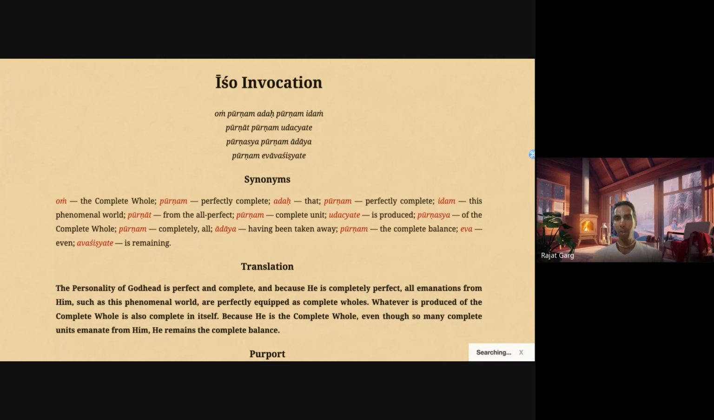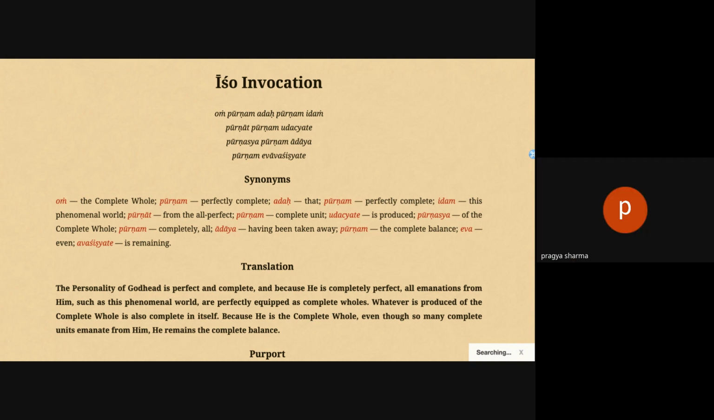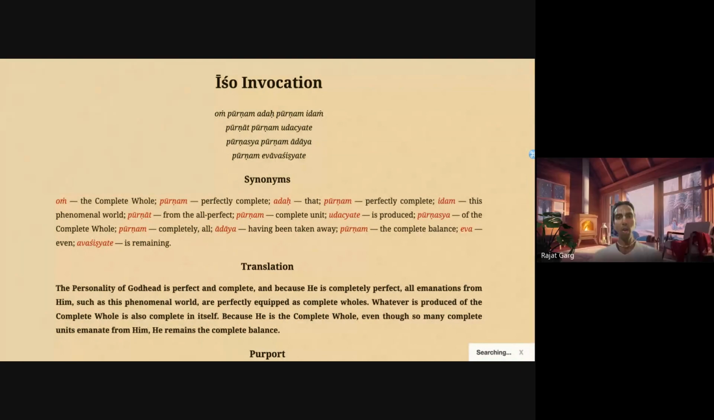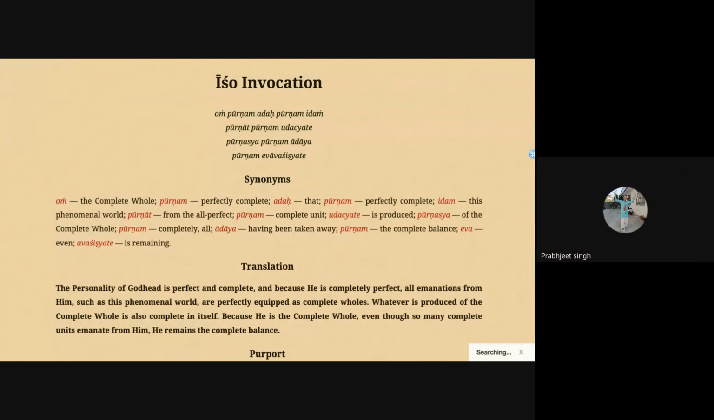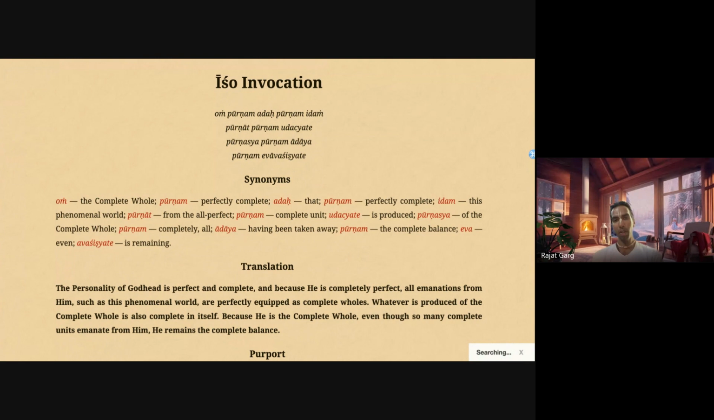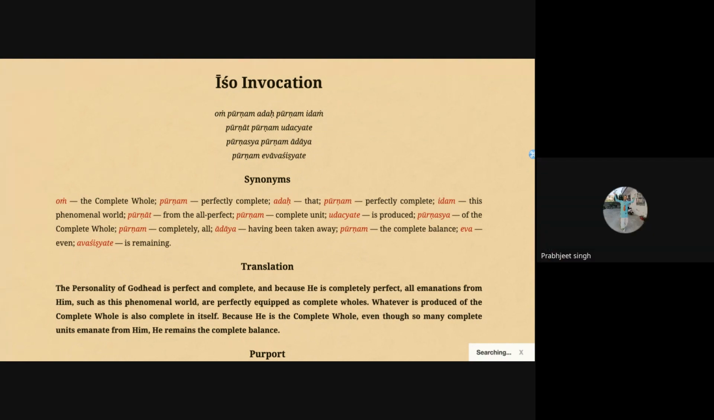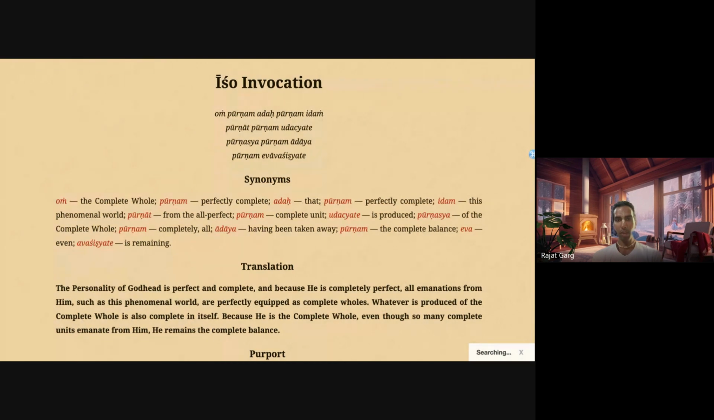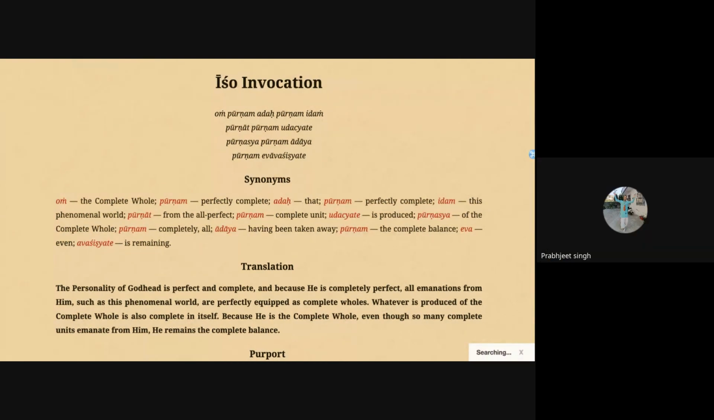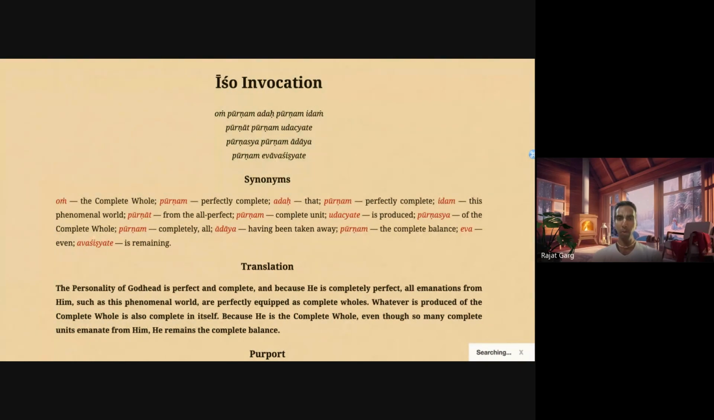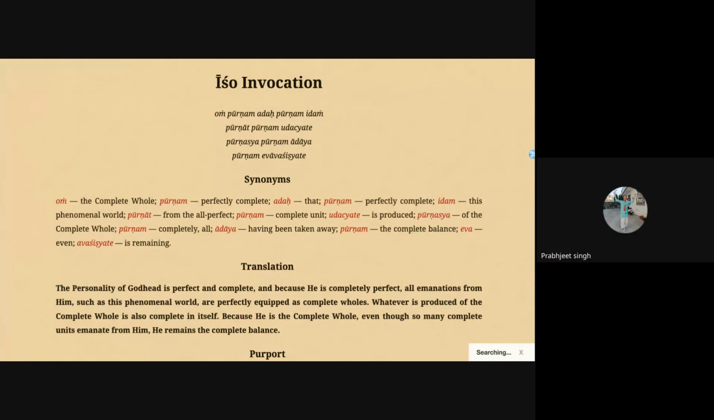Om Purnamada Purnamidam Purnat Purnamudachyate Purnasya Purnamadaya Purnamevavashishyate.